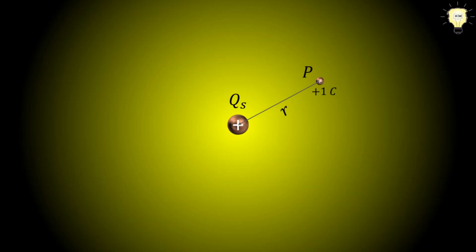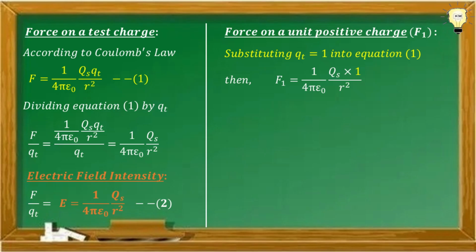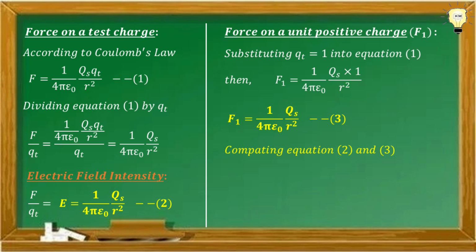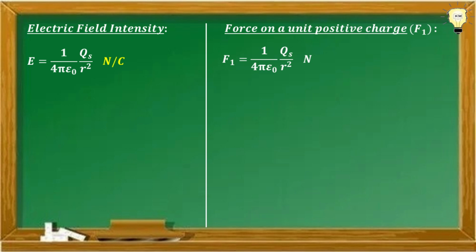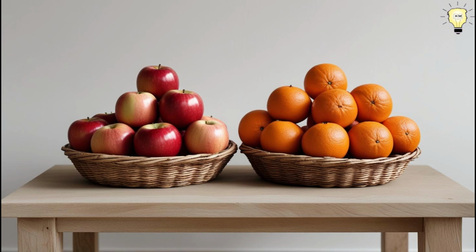Suppose we place a unit positive test charge at point P. Then the force on the unit positive charge is obtained by substituting Qt equals 1 in equation 1. By comparing equation 2 and 3, we can observe the similarity. Therefore, we can say that the electric field intensity at a point is numerically equal to the force experienced by a unit positive charge placed at that point. Do note, it's only numerically equal, not exactly equal, because the units are different. Electric field intensity is in newtons per coulomb, while force is in newtons. It's like comparing 10 apples with 10 oranges. Sure, the numbers match, but apples and oranges are not the same.